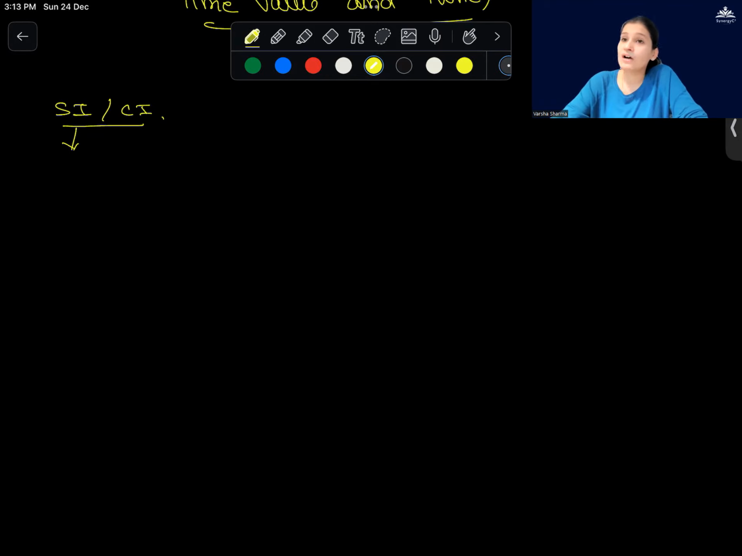Clear? Now, what is the difference between SI and CI? In SI, the interest remains the same for each consecutive year. But in CI, the interest changes because we apply the interest even on the interest of the first year.